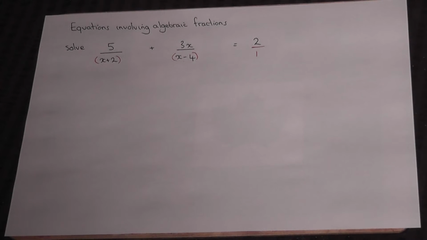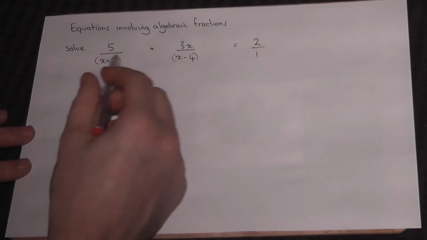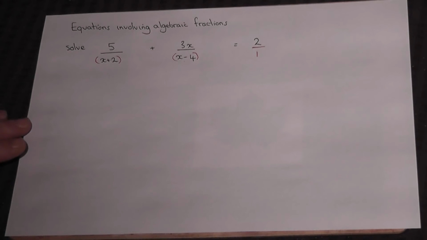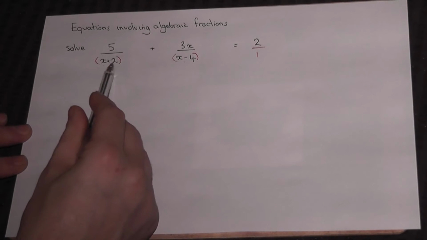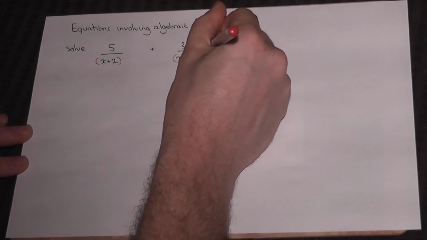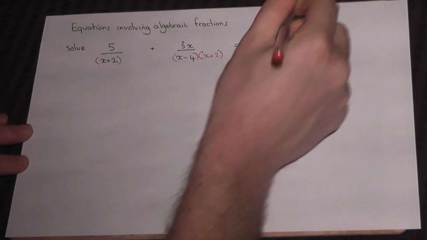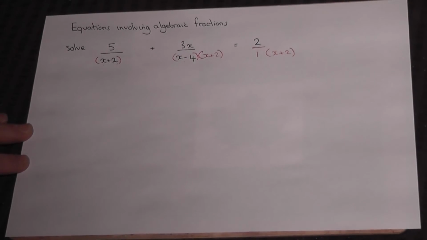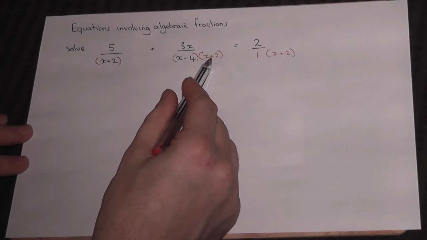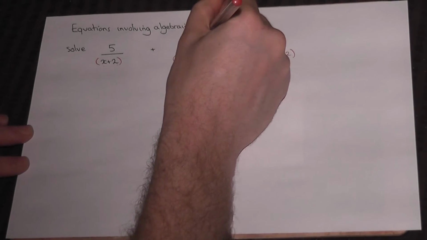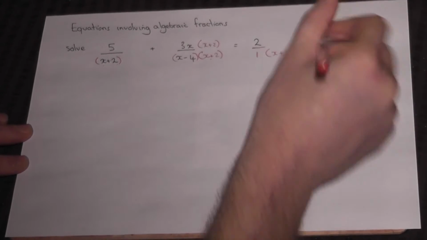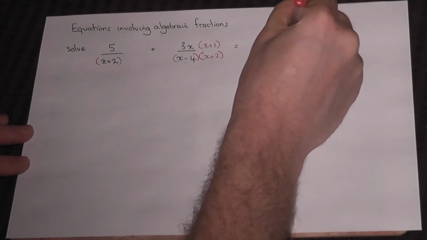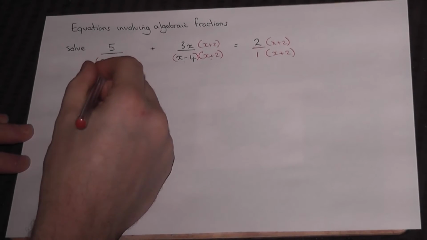Now, the next step is to force each of these three terms to share a common denominator. Now, we take the x plus 2 and we basically force it into the other parts of the equation. But what you do below a fraction, you must also do above. So I must also add an x plus 2 here and an x plus 2 here. So that's the x plus 2 dealt with.